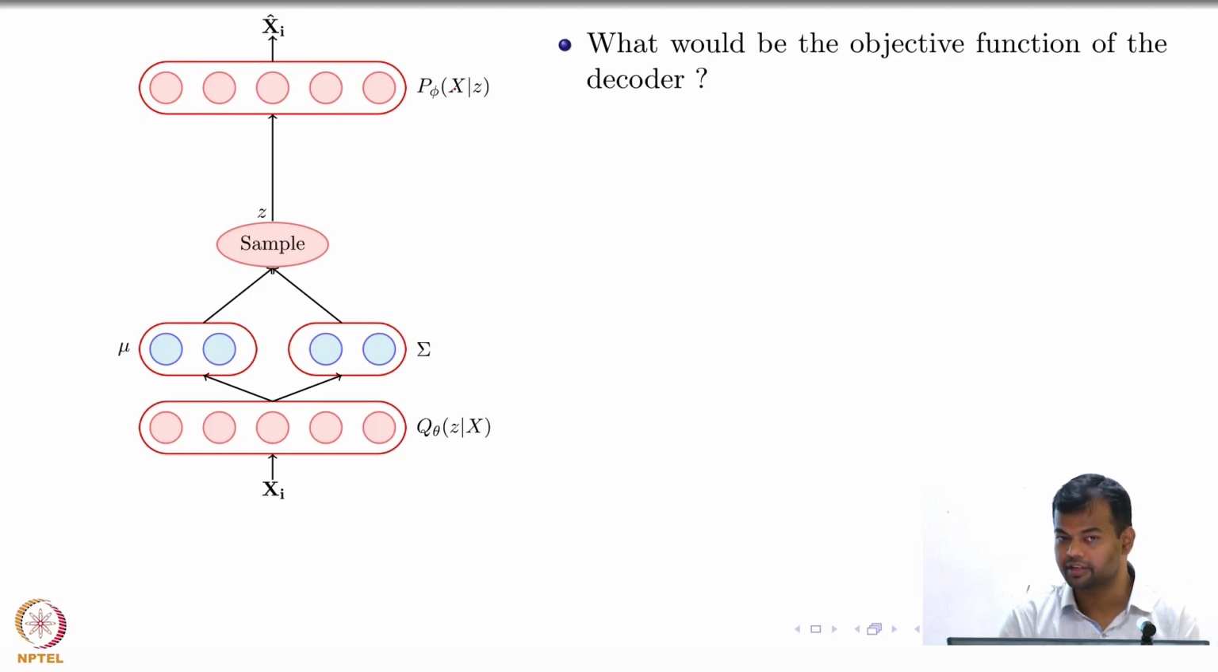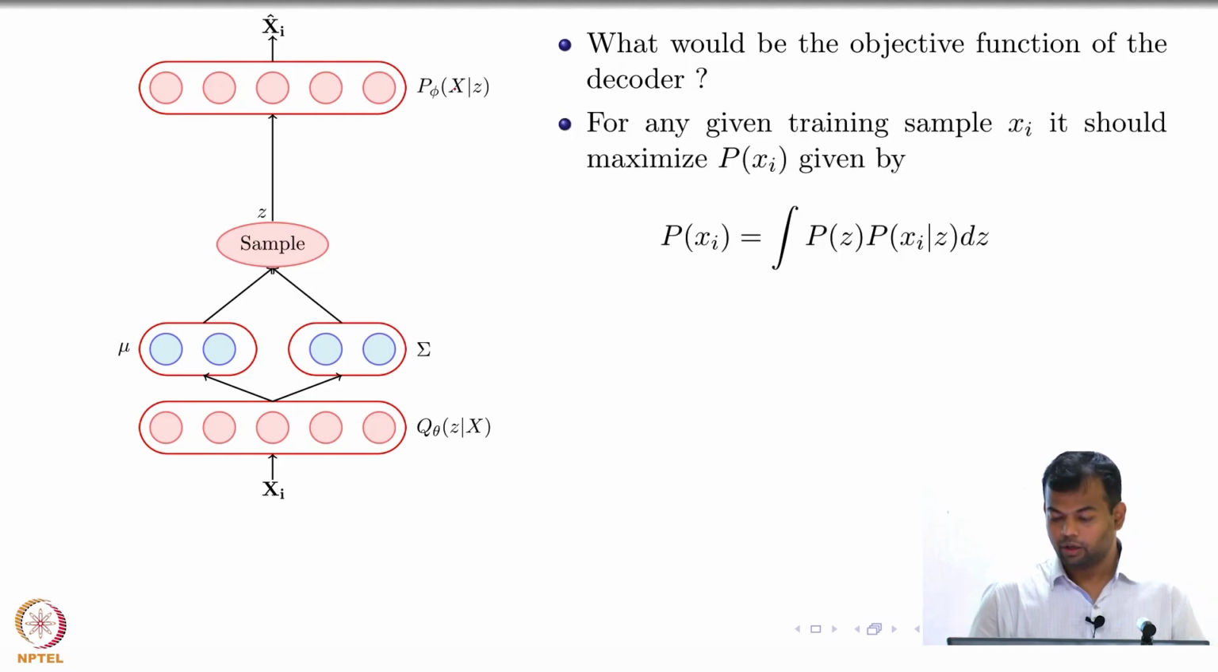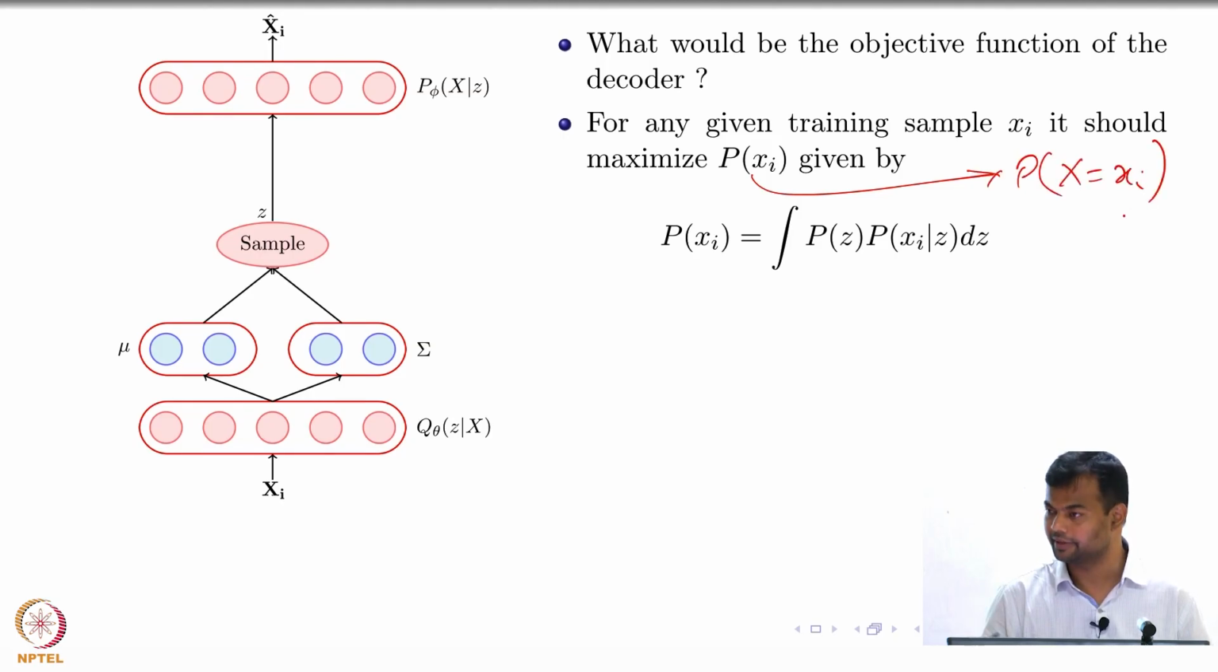So what's the objective function? Maximize log of P of x, right? For all the n training examples. Everyone agrees with that? Okay. Now for this one given example, it should just maximize P of xi, and just a shorthand notation, when I say P of xi, it means P of x taking on the value xi, right? Okay. Now this of course can be written as the following integral, which is very easy to compute.